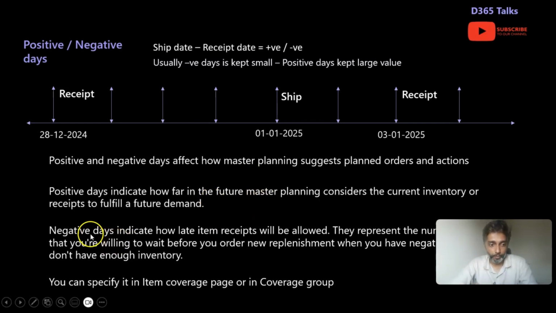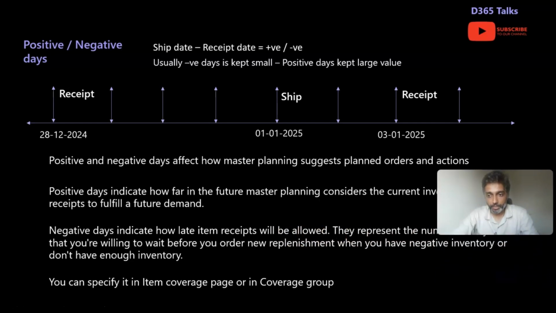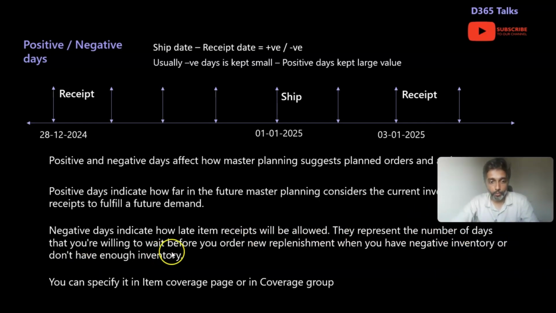At the same time, if you have given a negative day, then a negative day indicates how late item receipts will be allowed. They represent the number of days that you are willing to wait before you order new replenishment. Let's say you have a demand which is coming on 1st Jan 2025, but you are willing to wait for 2 more days because you have a receipt which is coming from a vendor on 3rd of Jan. You are willing to wait for this receipt to happen.